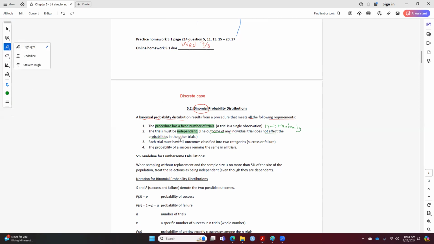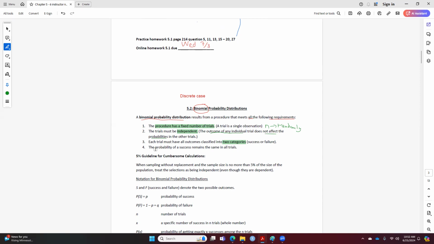The next one is that it has to be 2 categories. That means either yes or no, or boy or girl, or correct or wrong. I just want to point out that we call it success or failure. It doesn't mean success is always yes and failure is always no. Sometimes the success is no and the failure is yes. It depends on the question. Sometimes the question wants the negative instead of the positive.